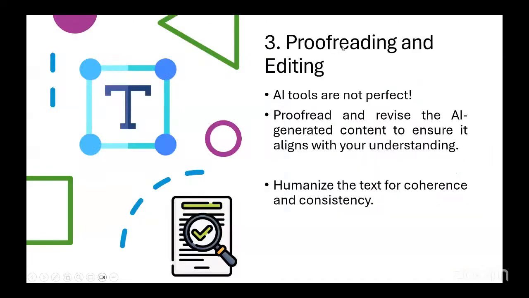Okay, moving on to the next step, which is proofreading and editing. Now, we started by telling the AI software to paraphrase the specific sentence or paragraph for us. However, AI tools are not perfect. So we have to do our own proofreading and editing to give it that humanized tone and look, so it's more coherent and consistent with what you have written previously in your paper.